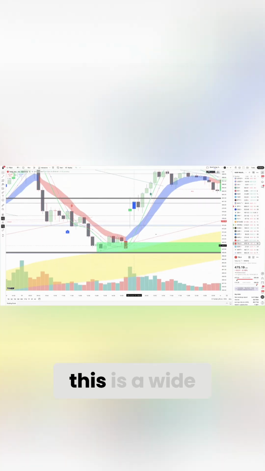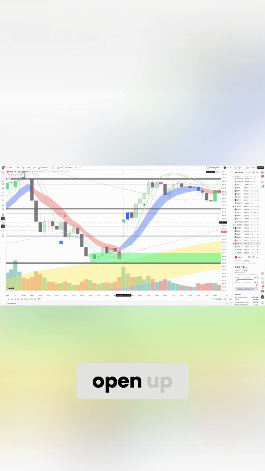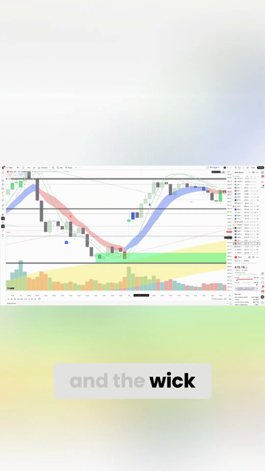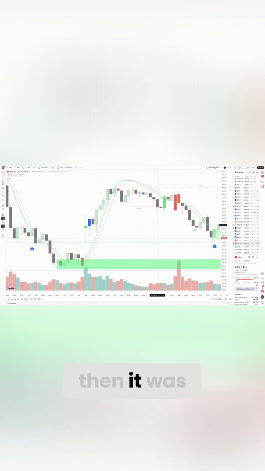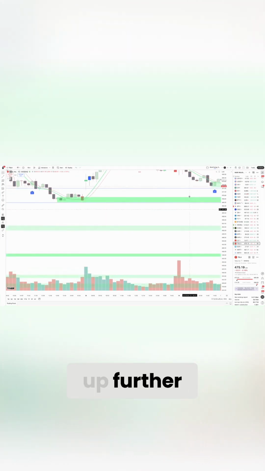Look how this is a wide open trade, right? But look what's stopping it. Not this type of resistance that's horizontal and static, but the dynamic moving cloud pushed up and said, nope, you're not getting above me. Nope, nope, nope. And then when we got a candle to open up with the full body and the wick not touching the 12 cloud, and it flipped to blue, then it was ready to move up further, right?